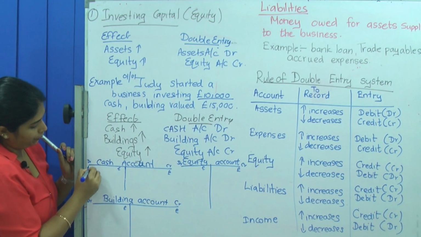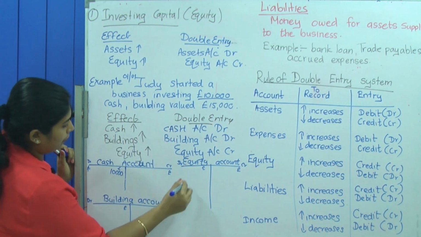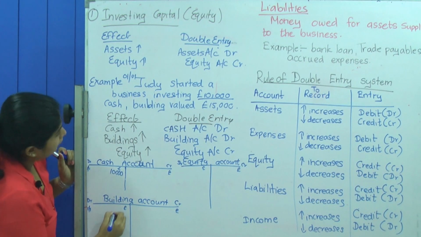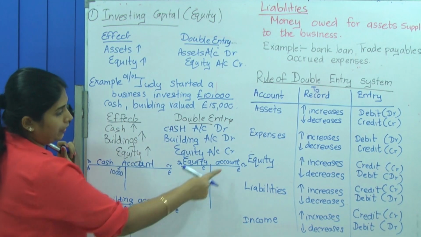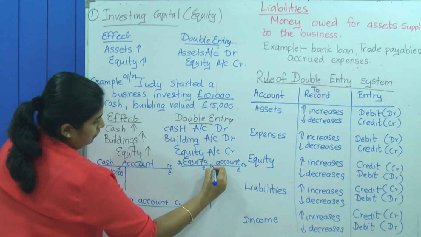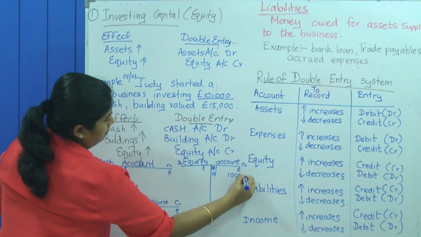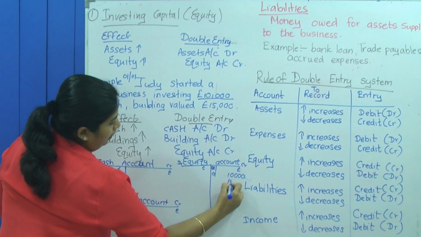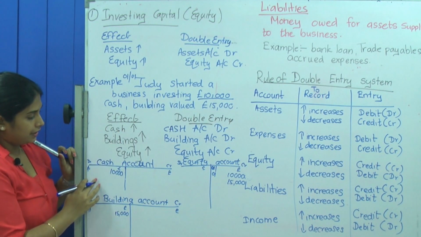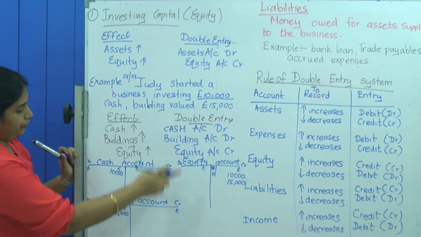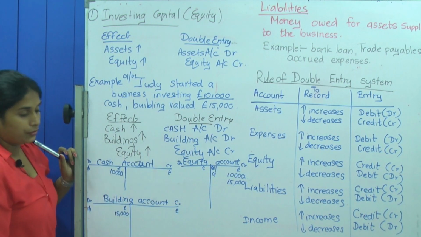So you will write 1st of January 10,000. And building is also debit, 1st of January, it's 15,000. And both these amounts will be credited separately, 1st of January, 10,000 and 15,000. Okay. Now before we start writing the details, we first write the amount. So we have debit, cash and building, and both amounts have been credited to the equity account.